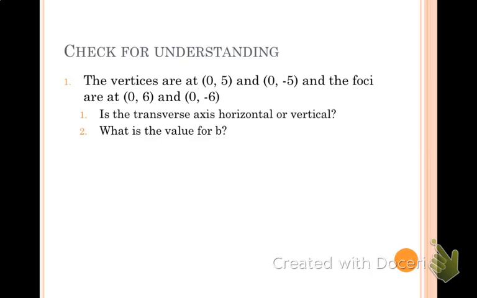You can't actually do this second one down here because I didn't give you that information yet. But you can answer the first one. Is the transverse axis horizontal or vertical if we have vertices at (0, 5) and (0, -5), (0, 6) and (0, -6)?